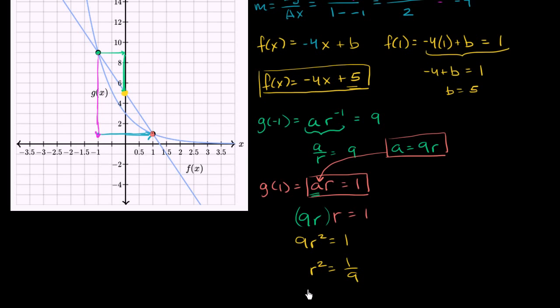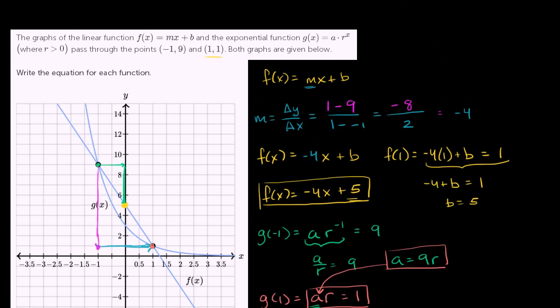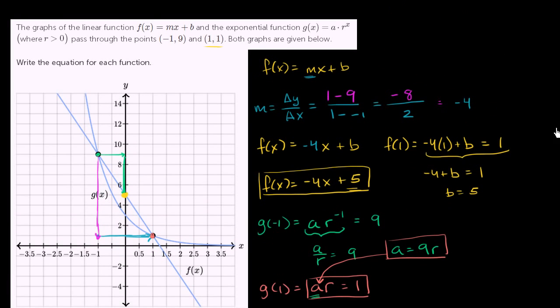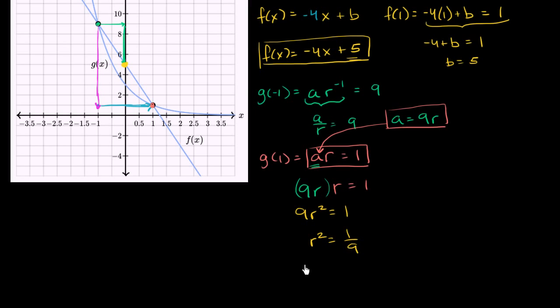And now to figure out r, you might want to take the positive and negative square root of both sides, but they tell us that r is greater than 0. So we can just take the principal root of both sides, and we get r is equal to 1/3. And then we could substitute this back into either one of these other two to figure out what a is. We know that a is equal to 9 times r. So 9 times 1/3, a is equal to 3.